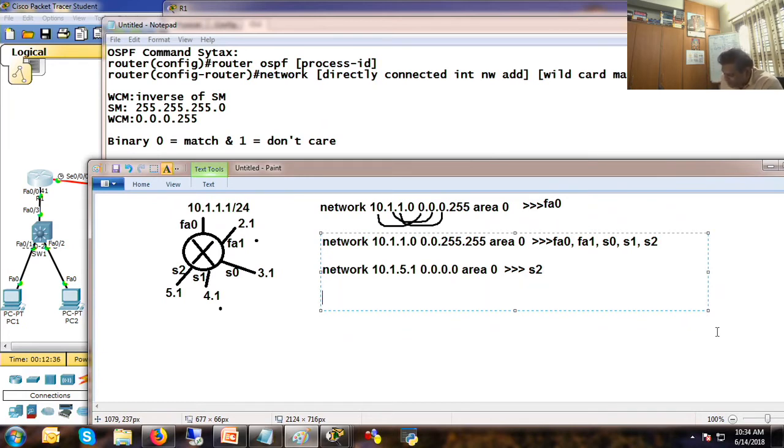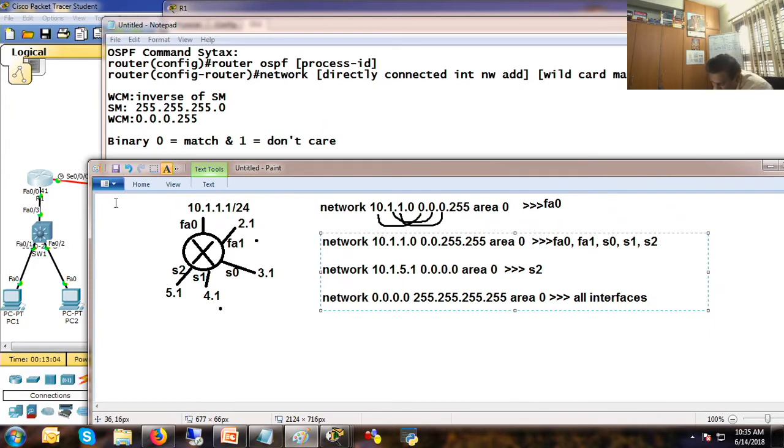What is less secured? Totally allowed: network 0.0.0.0 255.255.255.255 area 0. All interfaces. What it will do? It will add all the interfaces. Whatever you keep on adding, it will be added. Understand what is wildcard mask? This is called wildcard mask.